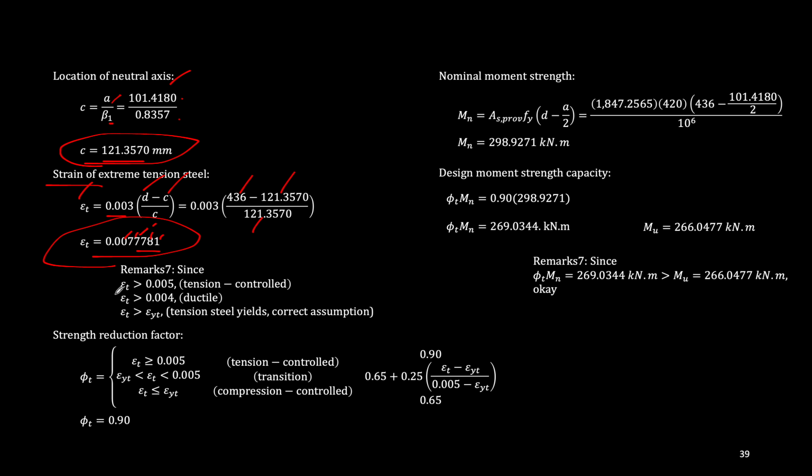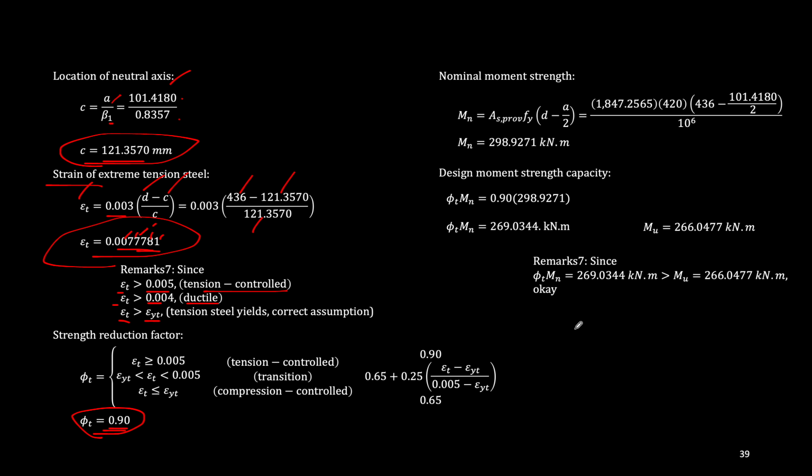After that, i-evaluate natin. Since yung strain is greater sa 0.005, meaning tension controlled. If that will be the case, yung stress reduction factor natin na phi is equivalent to 0.9. And then we have the strain naman. Since ang strain natin is greater siya sa 0.004, meaning ductile yung beam. So, okay. Next is yung strain is greater siya sa ating yield strain.